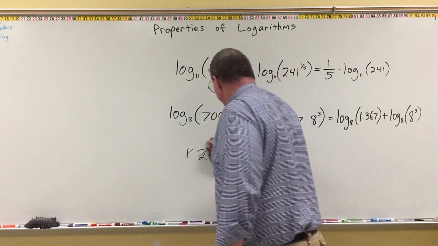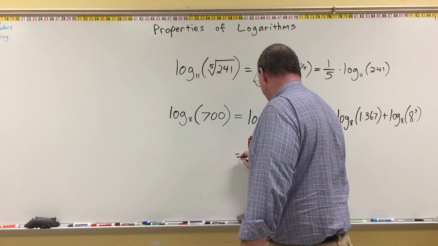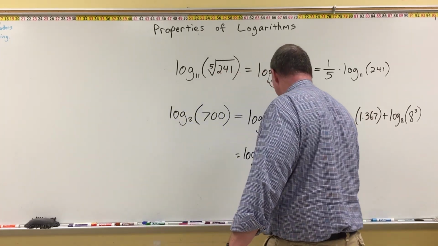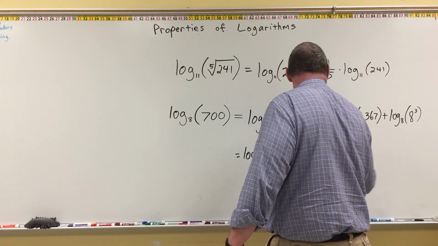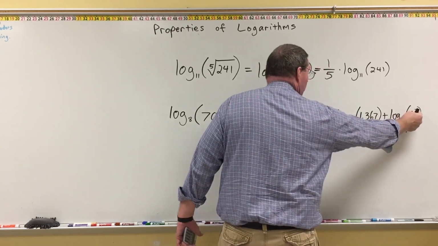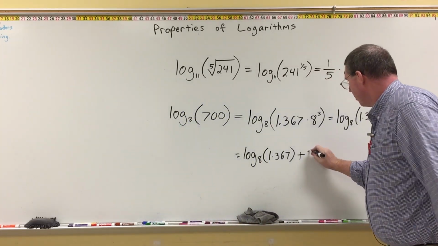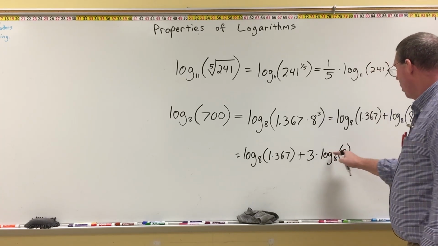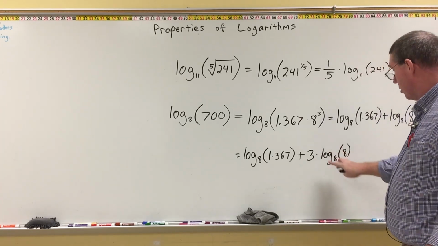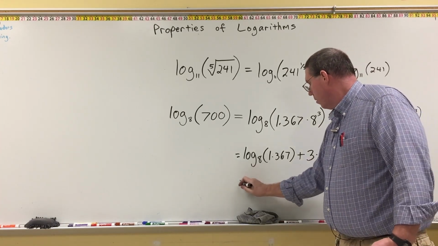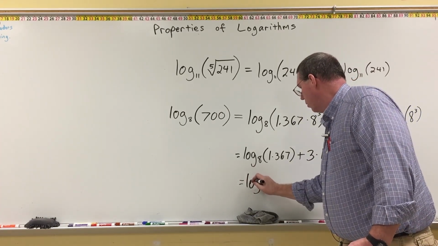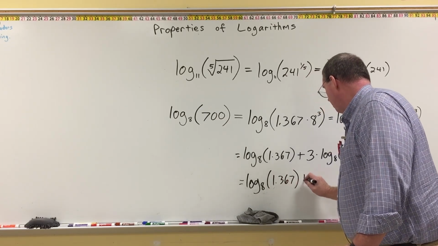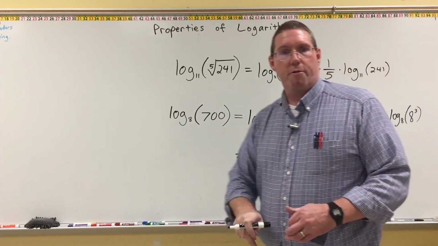And so now this is going to become log base 8 of 1.367 plus, now we're going to move the exponent of 3 to the front of the log. So we're going to do 3 times log base 8 of 8. And we know log base 8 of 8 is equal to 1, so 3 times 1 is just going to be 3. So now our answer is going to be log base 8 of 1.367 plus 3. That's our final answer, okay?